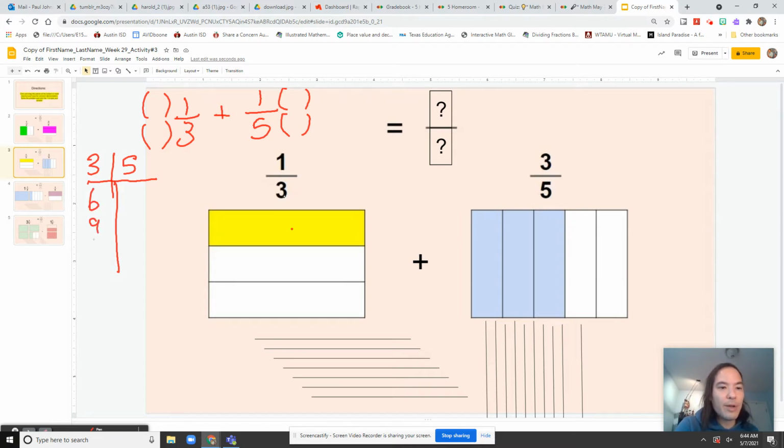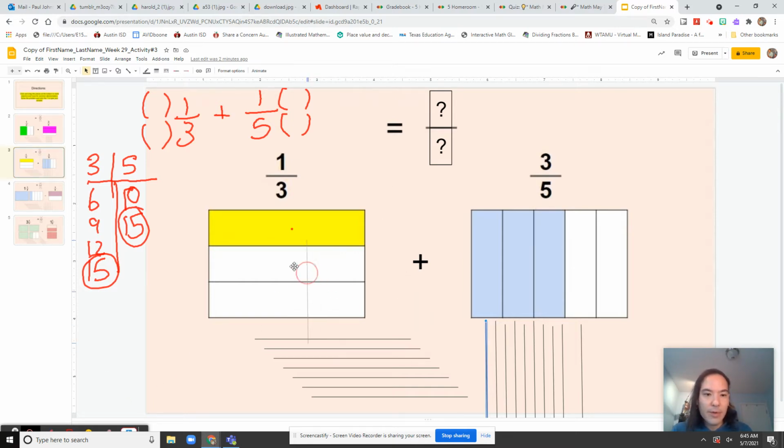Some of y'all are thinking, I know my math facts. They both definitely make 15. And you are absolutely correct. So how can we turn both of our denominators into 15? And how can we cut these into 15 pieces?